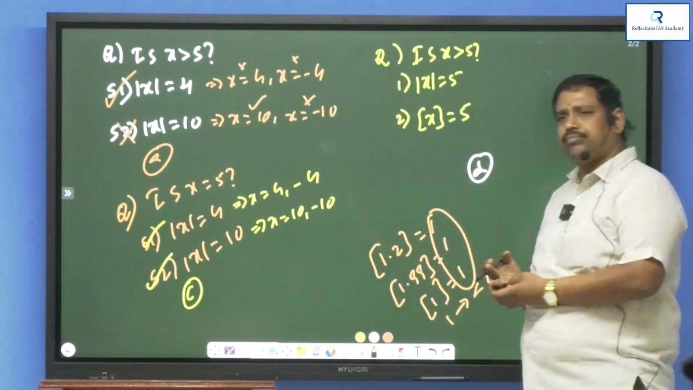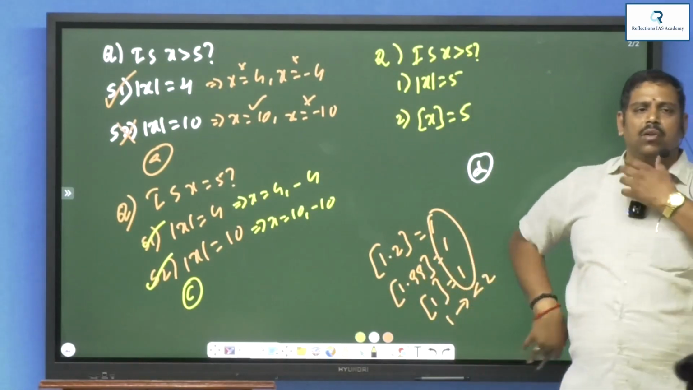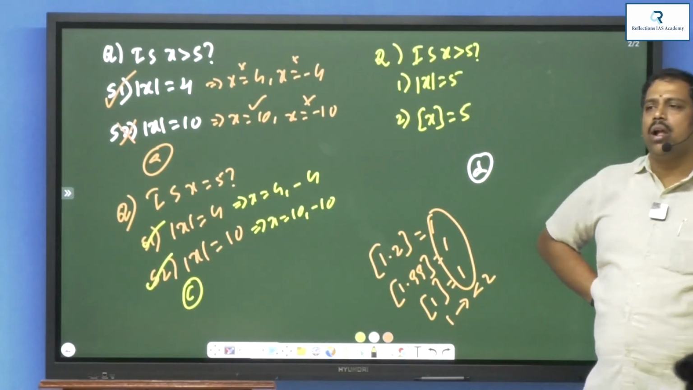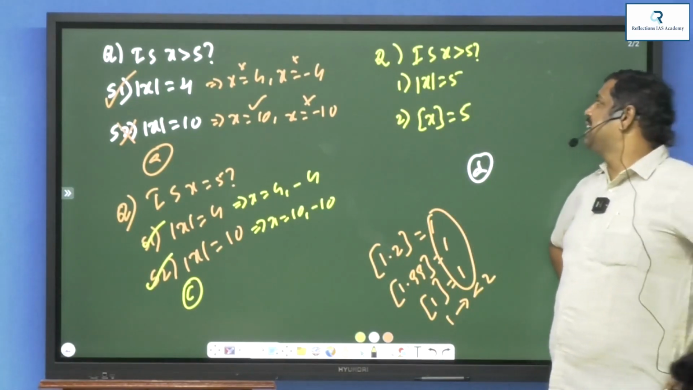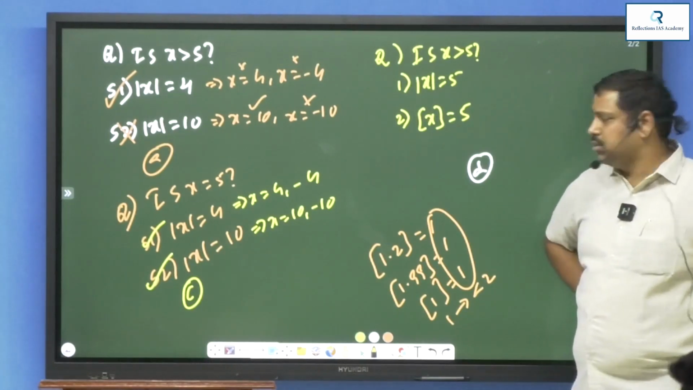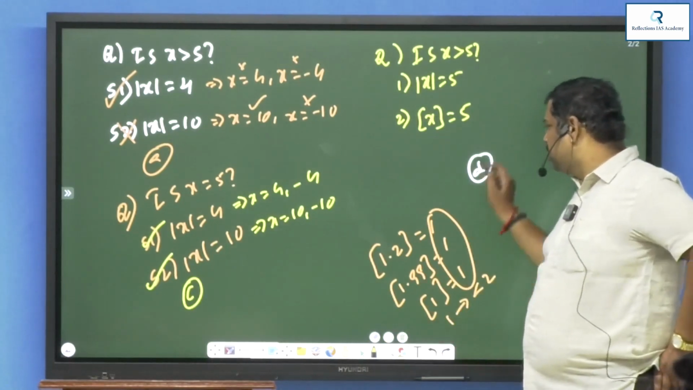Come on, try. Is x greater than 5? Mod x is equal to 5? Step x is equal to 5. Already I have given what is mod x and what is step x, right?